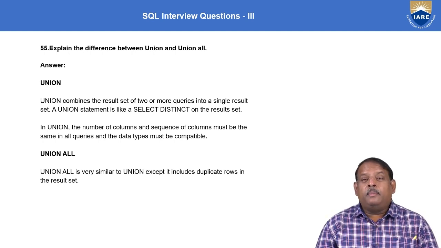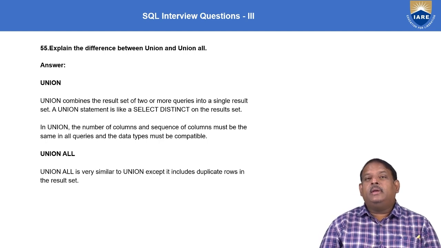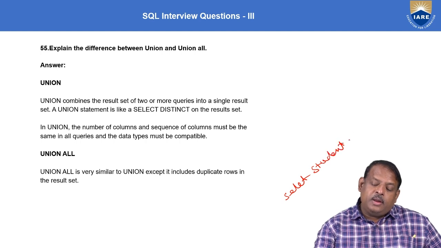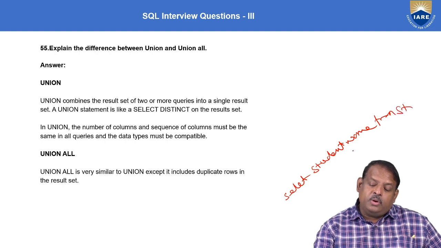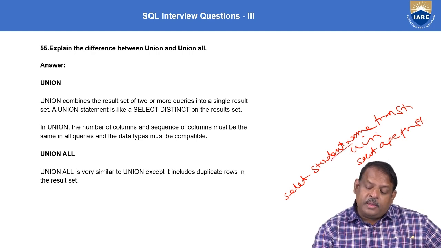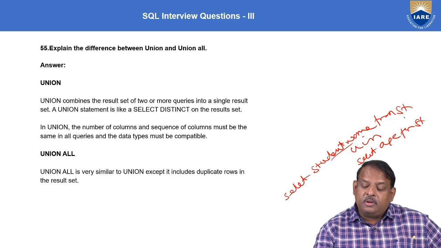In the union, the number of columns and the sequence of columns must be the same in all the queries, and also the data types must be compatible. So in the union, I'll say here, select student name from student, and union, I cannot write select age from student. The number of columns should be the same, and the sequence of columns should be the same.